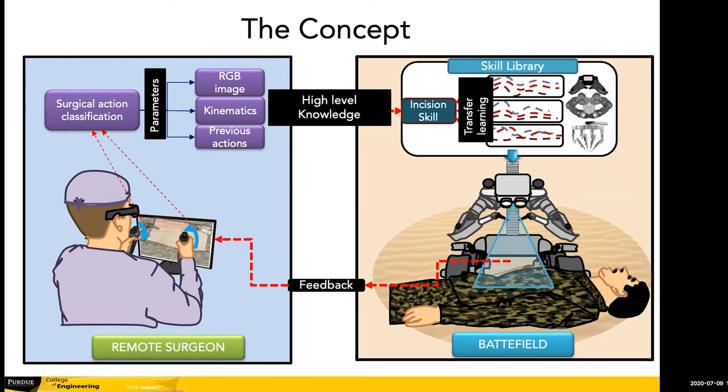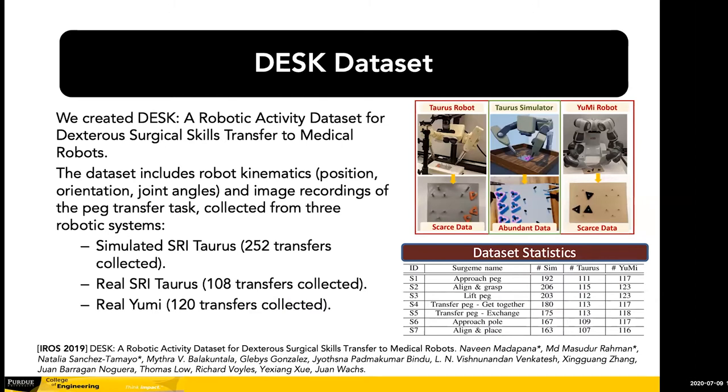And because we don't really know what the field will look like, we wanted to create this skills library that is learned from different types of robots and different conditions, and be able to transfer that to different types of robots and conditions. So we created the DESK dataset, where we have multiple types of robots. We have the Taurus robot, a simulator of the Taurus, the YuMi, and currently the Da Vinci as well, and we have simulated versions of each of these robots. We looked into one simple procedure, the peg and pole transfer. We said, if we cannot do that procedure successfully, we're not going to do anything successfully.